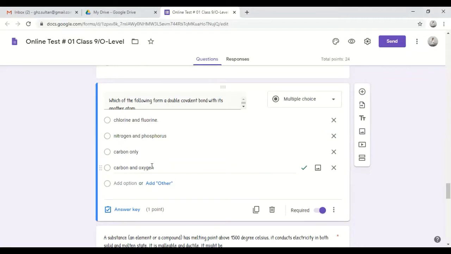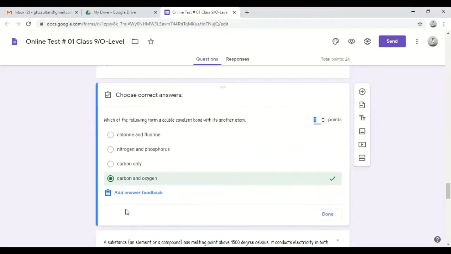Carbon, oxygen, and nitrogen can form a double bond with another atom of their own kind. A carbon-carbon double bond is possible. An oxygen-oxygen double bond is possible. And a nitrogen-nitrogen double bond is also possible in some compounds. So the correct option is carbon and oxygen.